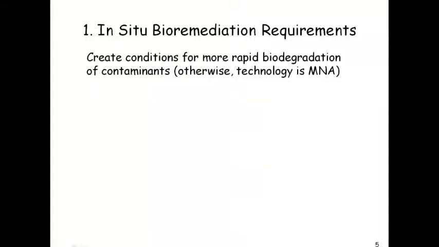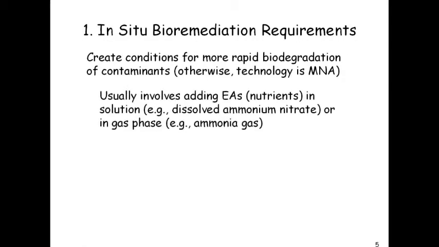So what is our requirement? Well, we have to create conditions favorable for faster biodegradation. If the biodegradation is already fast enough, we're practicing monitored natural attenuation. So we're trying to enhance the rate of biodegradation. This usually involves addition of electron acceptors, perhaps electron donors, often nutrients, and these are added either as a solution in water or in a gas phase. So again, transport of a liquid phase is involved.